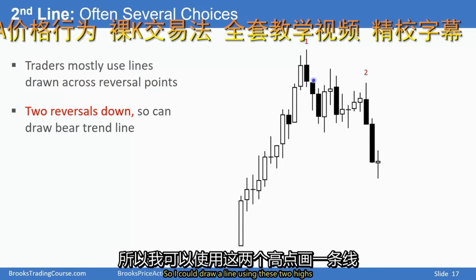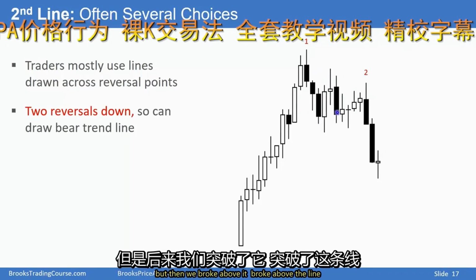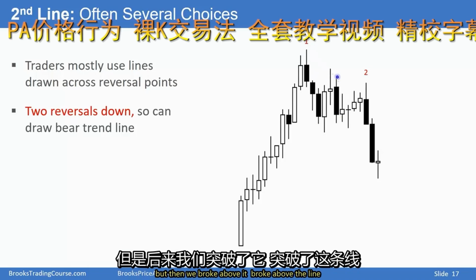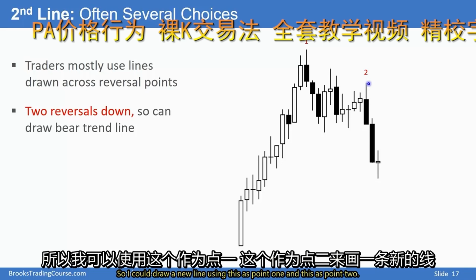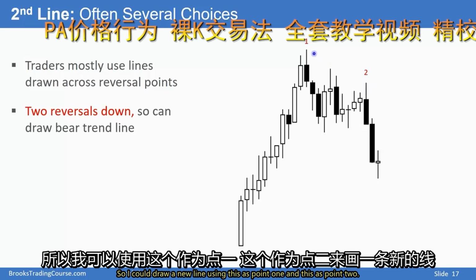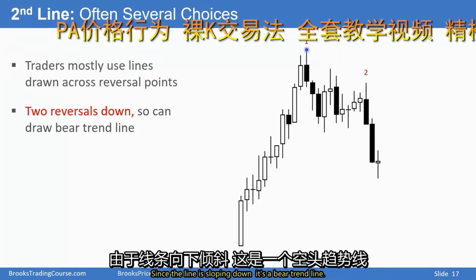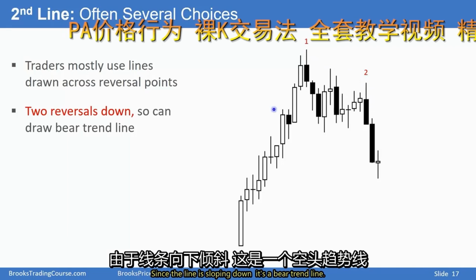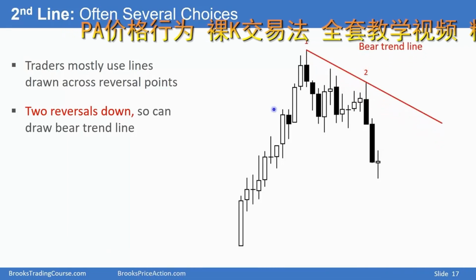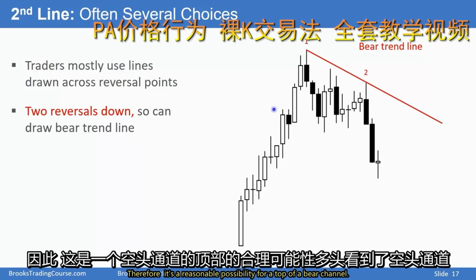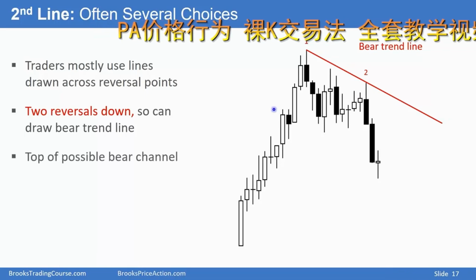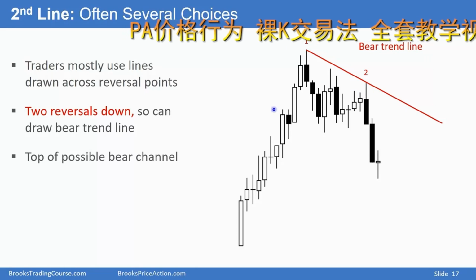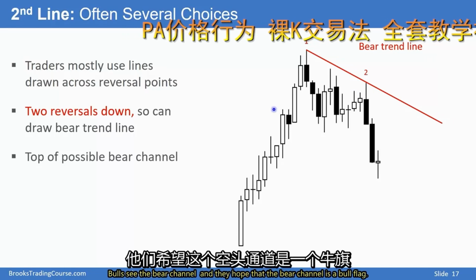We reverse down here and we reverse down here. So I could draw a line using these two highs, but then we broke above it, and we reversed down again. So I could draw a new line using this as point 1 and this as point 2. Since the line is sloping down, it's a bear trend line. Therefore, it's a reasonable possibility for a top of a bear channel.